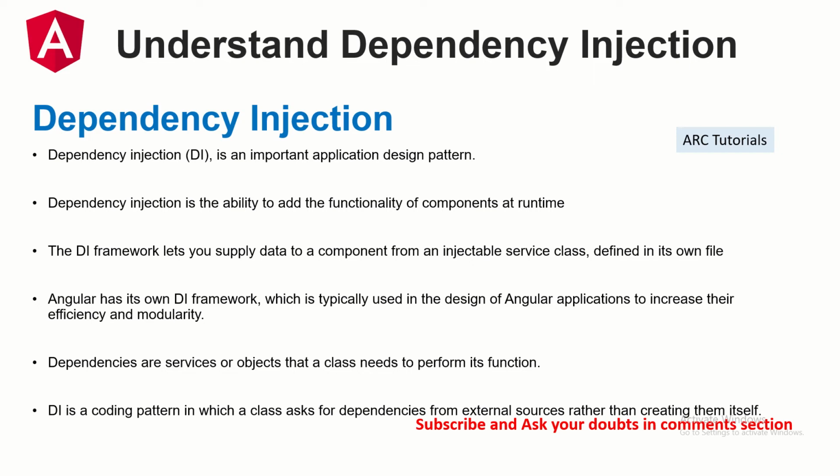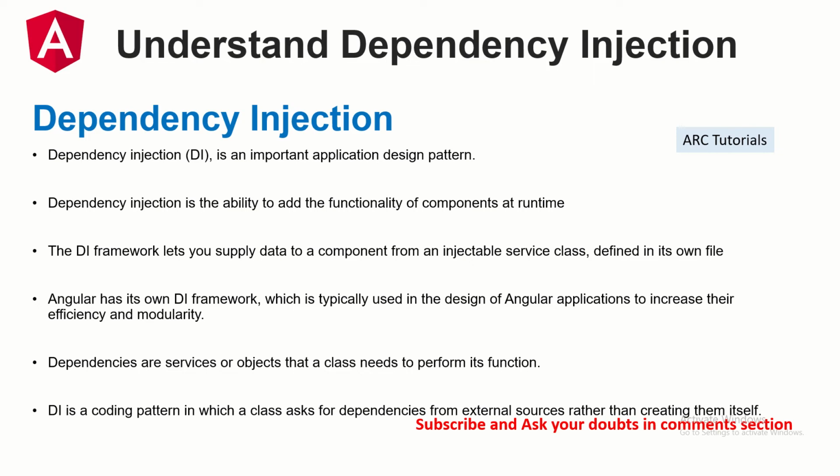It's an important application design pattern. It's a design pattern, and what it does is that it allows us the ability to add the functionality of components at runtime. So you want to provide something like a service, etc. at runtime. So the dependencies are provided at runtime rather than at the compilation. Now that being said, the DI framework lets you supply data to a component from an injectable service-like class.